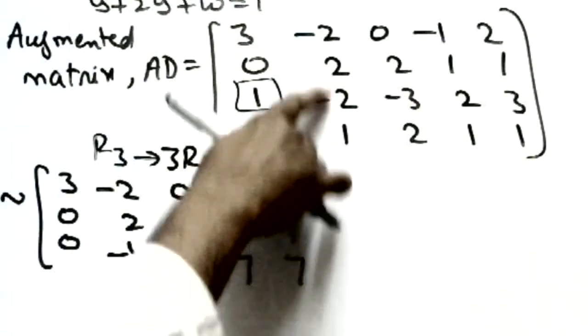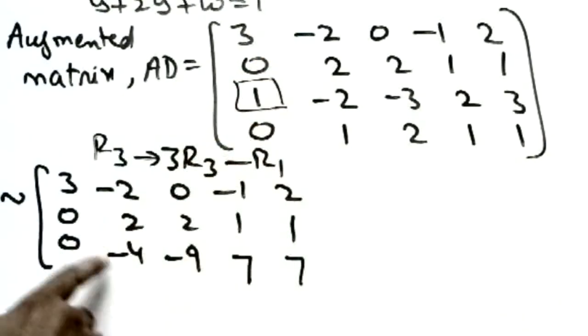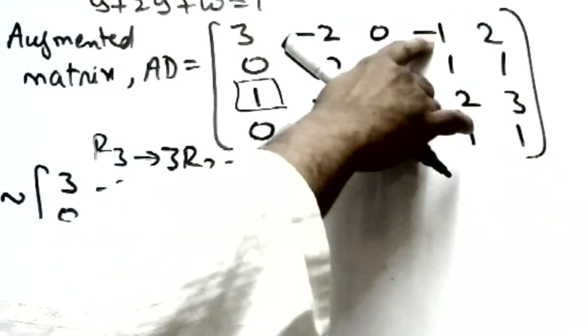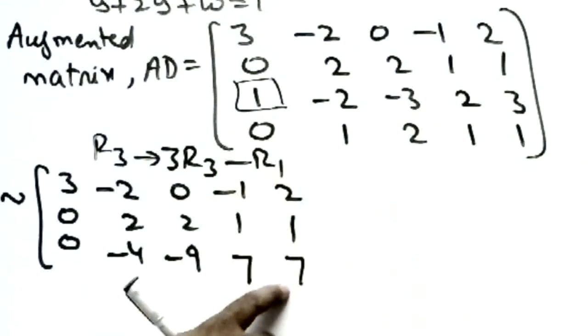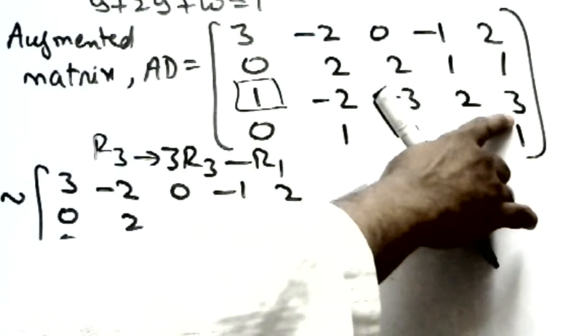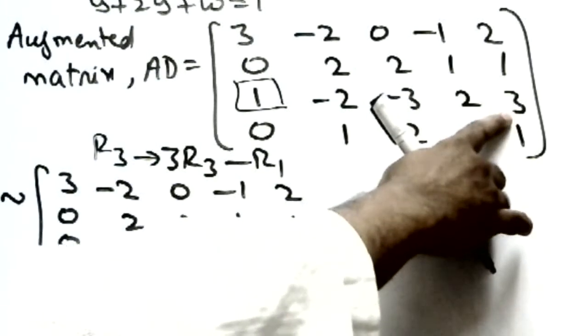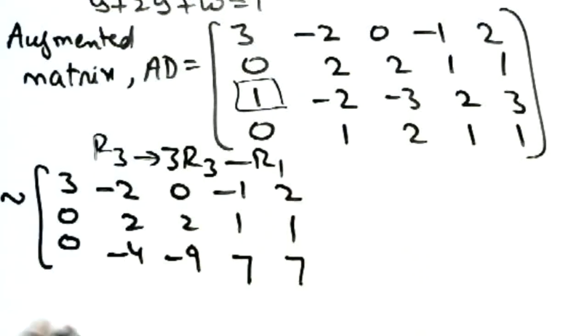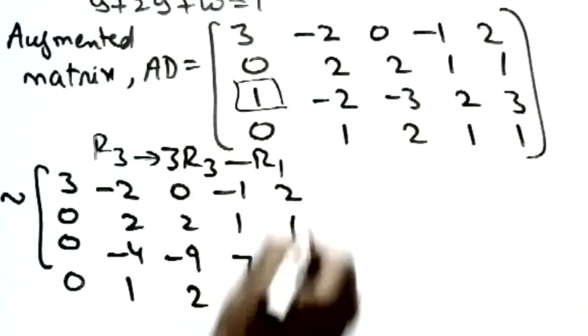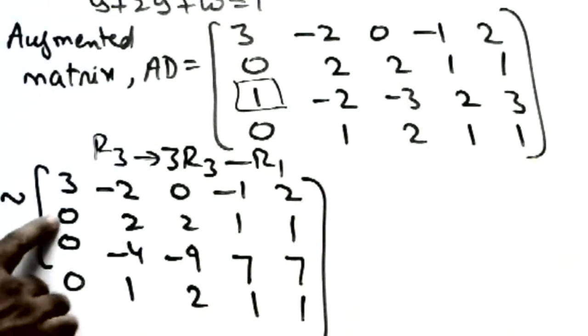You see once more, 3 1s are 3. 3 minus 3 is 0. 3 2s are 6. Minus 6 minus 1 is plus 2, will be minus 4. Minus 9. 3 2s are 6, minus of minus plus 1, 7. 3 3s are 9. 9 minus 2 will be 7. The fourth row as it is: 0, 1, 2, 1, 1.